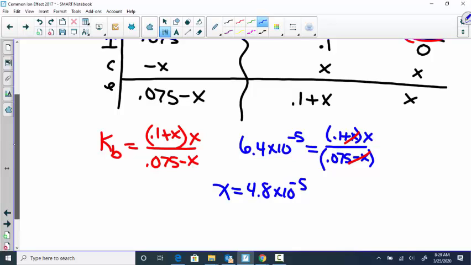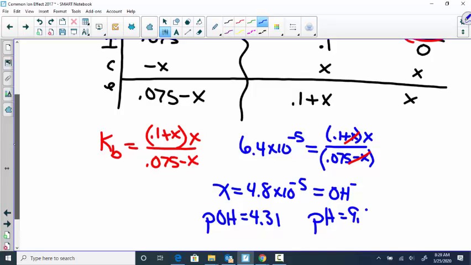And then from that, you need to realize that that is the OH minus concentration. So if you use that to calculate pOH, that is going to give you a pOH of 4.31. And that's assuming I can read my handwriting correctly. The pH then comes out to be 9.68. And that number I know is absolutely correct.